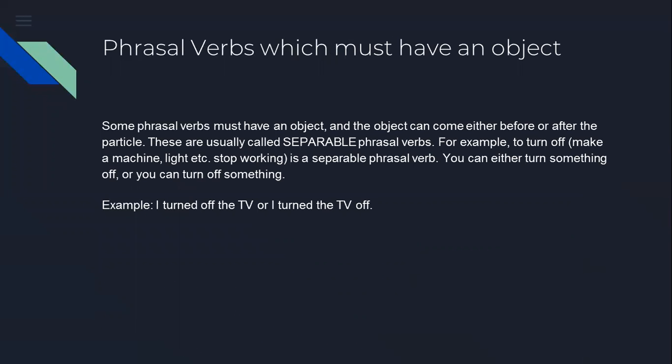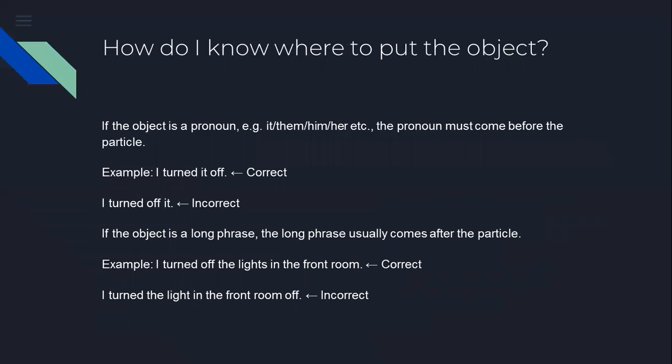But some phrasal verbs must have an object and the object can come either before or after the particle. These are usually called separable phrasal verbs, as we saw in the slide before. For example, to turn off, meaning to switch off, is a separable phrasal verb. You can either turn something off or you can turn off something. So I turned off the TV, I turned the TV off. Both mean the same and they can be used together as well as split.